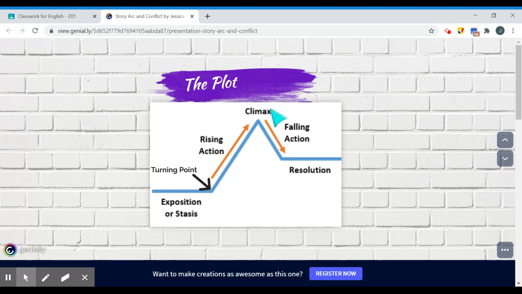And then we have the climax. This is the biggest, most important event of the story. This is usually where our main conflict gets resolved. It's usually the biggest point of action or interest in a story.